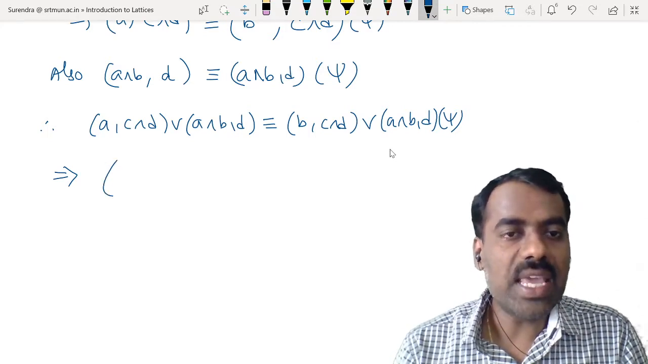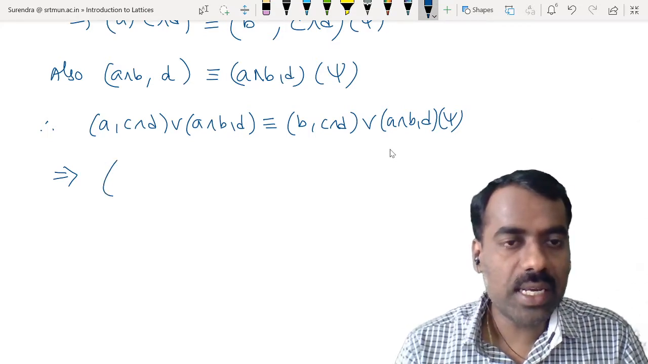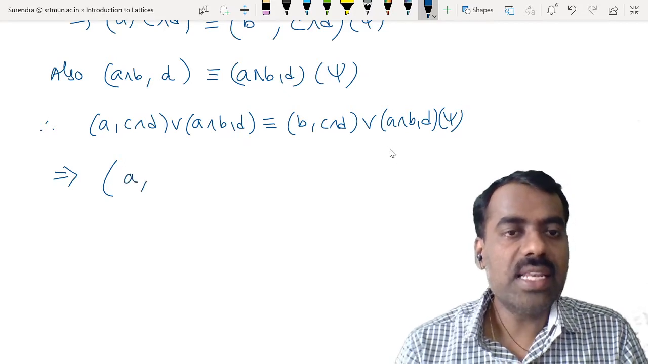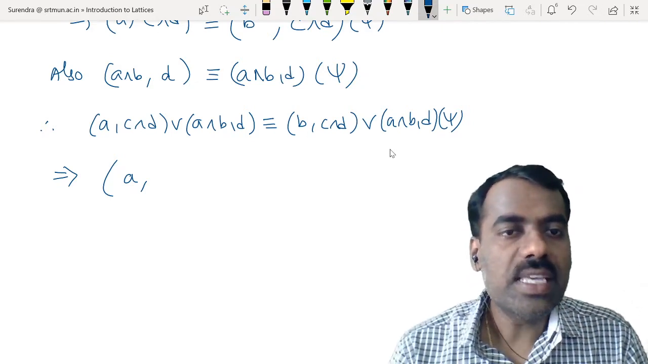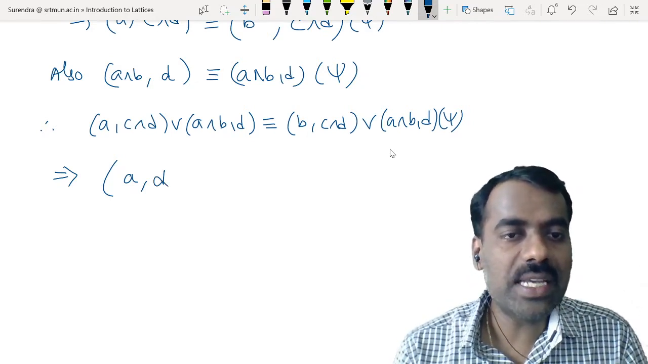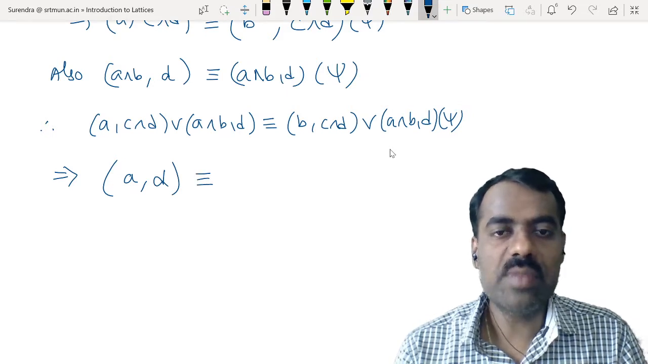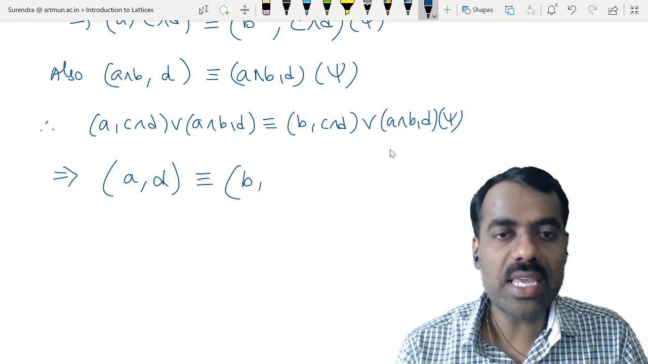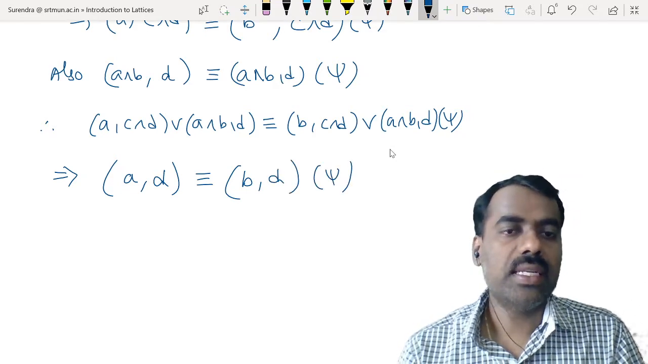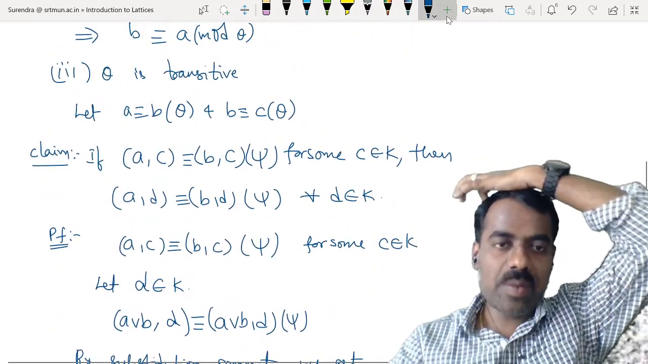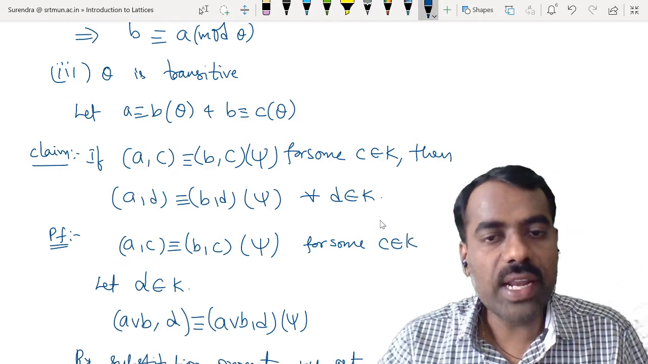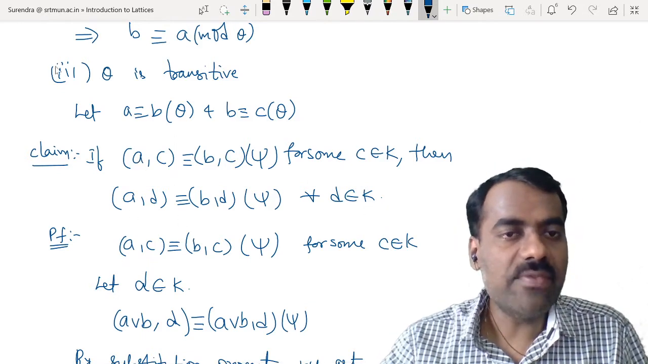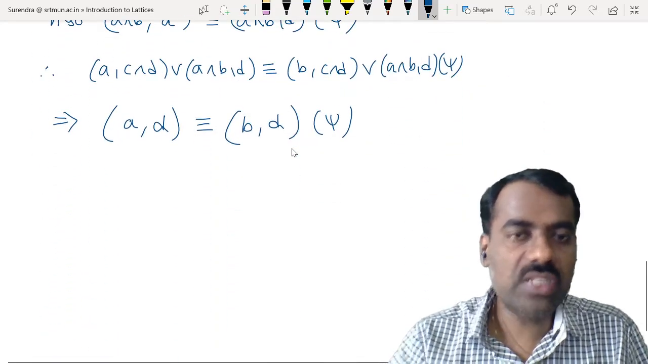So this is same as A join A meet B, because A is bigger, so what we will get here is A only. Then C meet D join D is same as D, because D is bigger. Similarly here B join A meet B is same as B, and this similarly is D, we are getting modulo psi, right? So therefore we have proved that if A comma C is congruent to B comma C modulo psi, then it is actually true for any D in K, right? This claim we require here, and we also use many times.